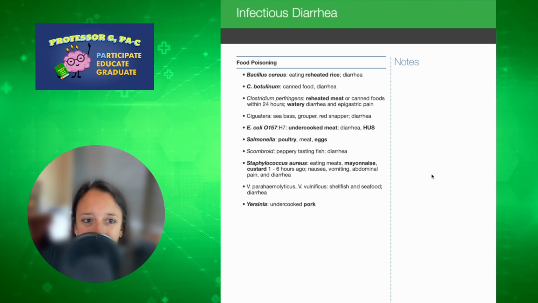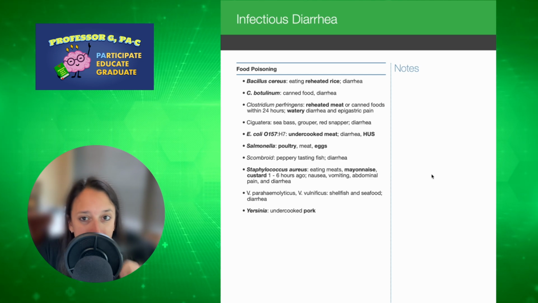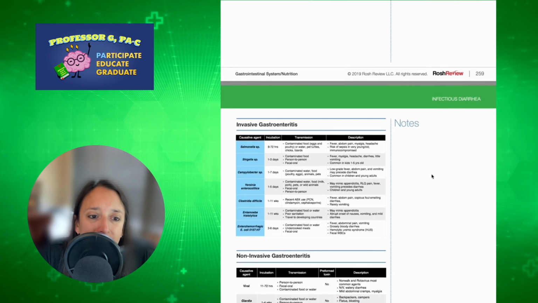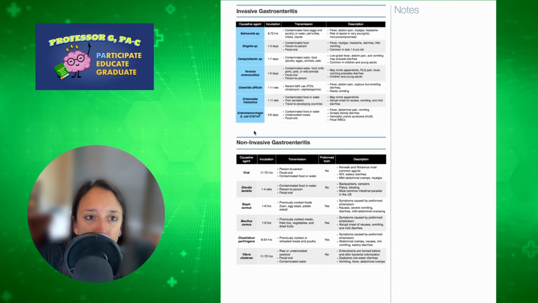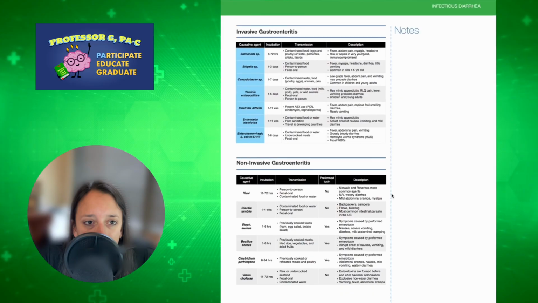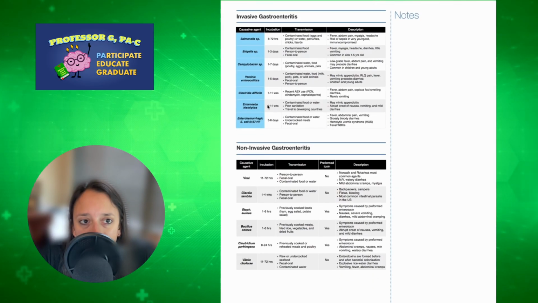All right, on to infectious diarrhea. So food poisoning. Everyone's heard of these. We've got to know the different bugs, and the incubation period is very, very important. So let's see, what do they have? They have invasive and non-invasive broken down this way. I think that's probably the easiest way to look at it. So let's look at the invasives first. The invasives are the ones that are going to cause usually a bloody diarrhea.